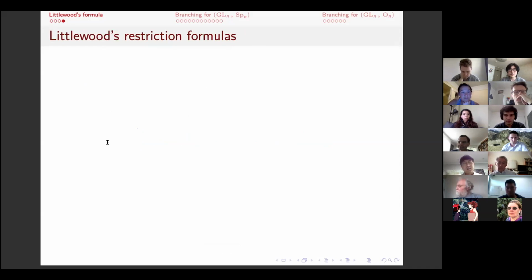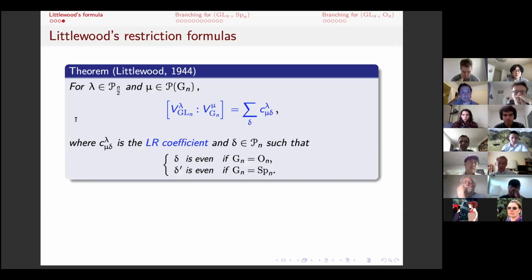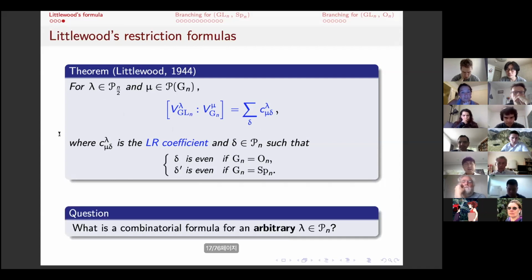The main question in this talk is: do we have a nice combinatorial formula for the branching multiplicity? As far as I know, the most classical and interesting result is the Littlewood restriction formula. In 1944, Littlewood proved that the branching multiplicity can be described as a subtraction-free sum in terms of Littlewood-Richardson coefficients if the length of lambda is less than or equal to n over 2. Unfortunately, this formula does not hold in general when the length of lambda is greater than n over 2.